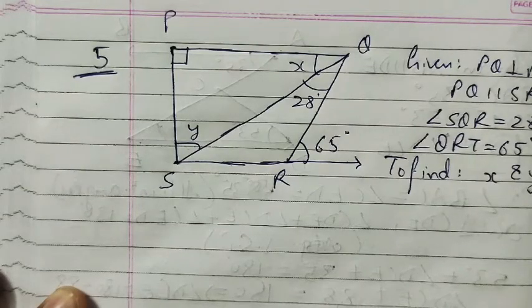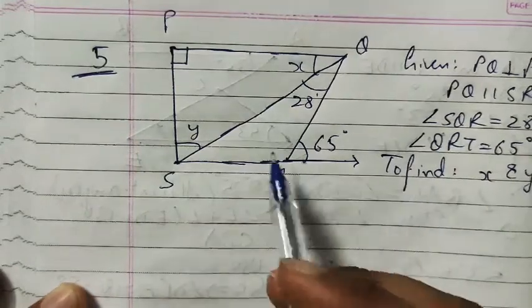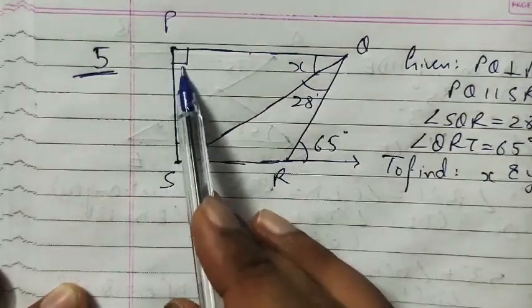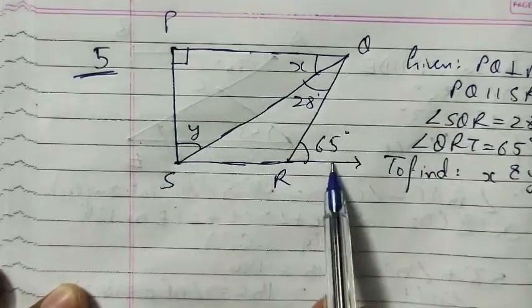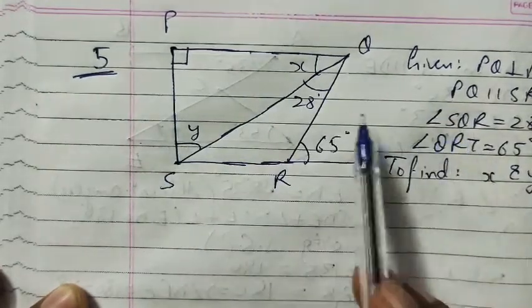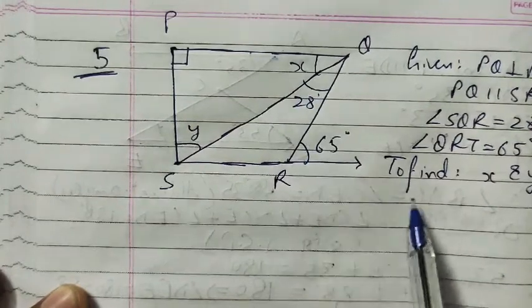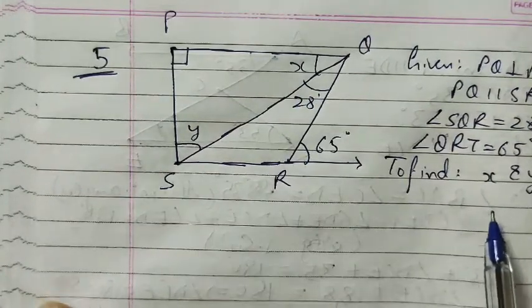Now this is our next question, question number 5. Given that PQ is perpendicular to PS, so this angle is 90 degrees, PQ is parallel to SR, angle SQR is 28, this angle is 28 degrees, QRT is 65 degrees. We have to find X and Y.